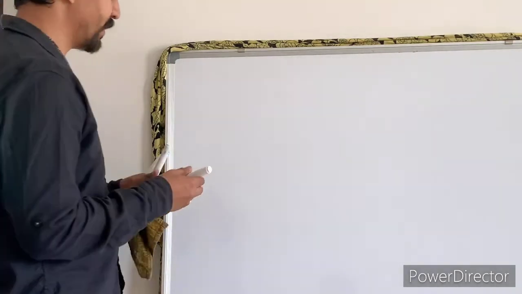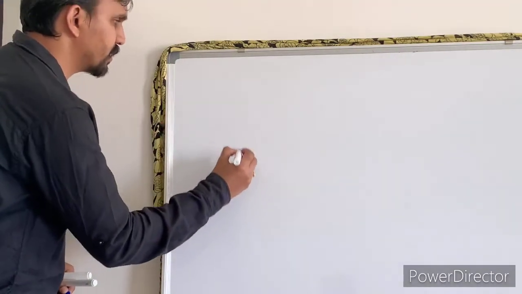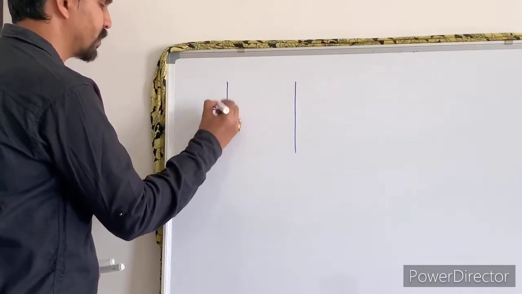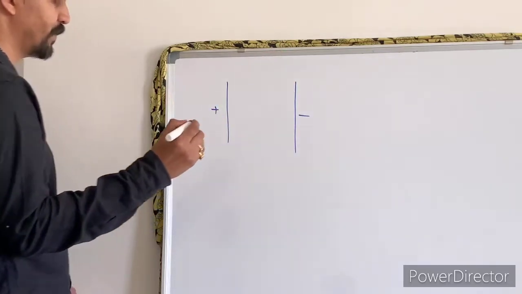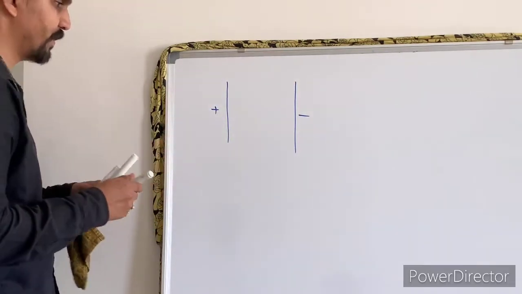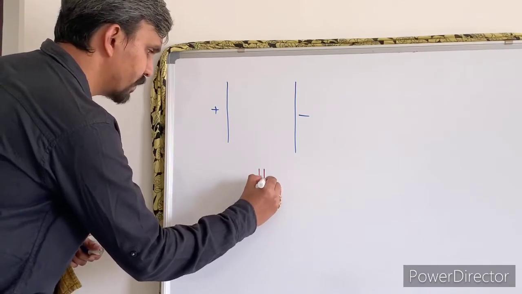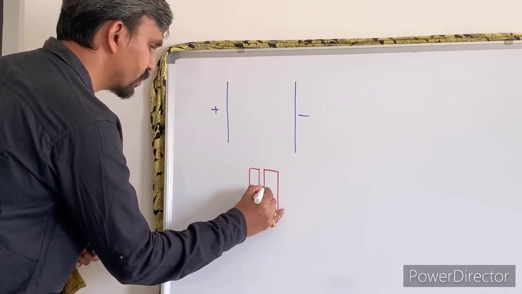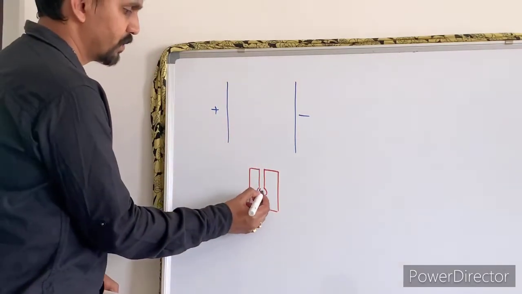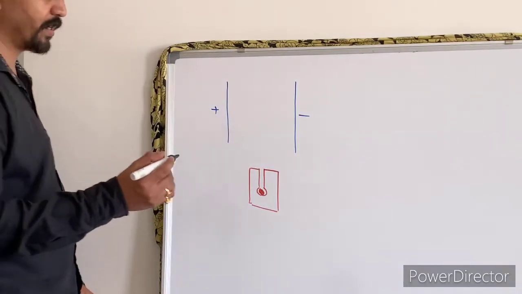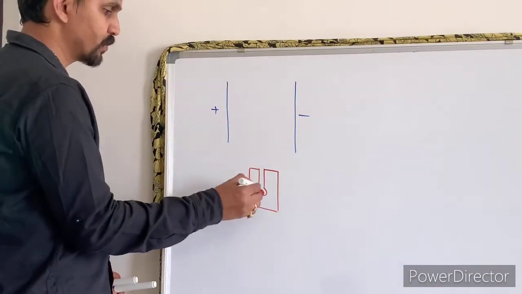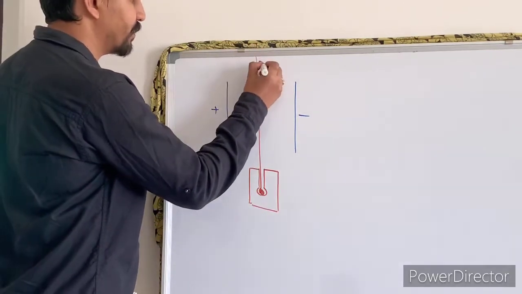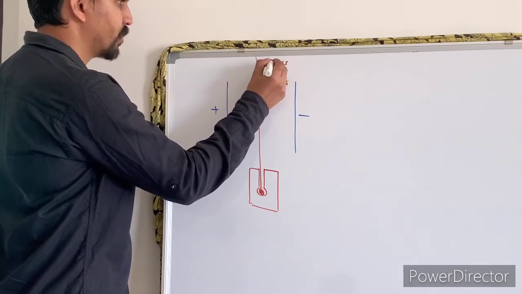Suppose here I am considering one plate, and this is the second plate. This is positively charged, this is negatively charged. So we write here deflection of alpha, beta and gamma in electric field. So this is your lead box which contains radioactive element, right? So this is beta, and this is your gamma, which travels straight without any deviation. This is gamma rays.